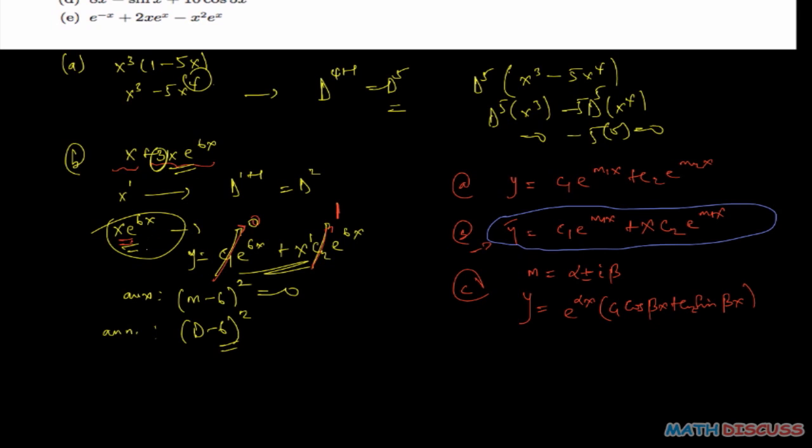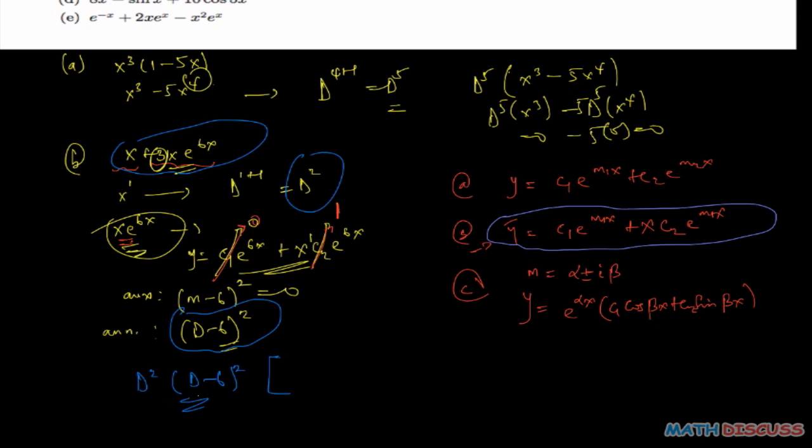But then we are told to find not just for this, but the summation of the two of them. So for the summation of the two of them, the annihilator is just going to be the product of the first one and the second one, and that's just going to be D squared times D minus 6 squared. So this annihilates this whole function. In other words, what that means is when you use this operator, when it acts on x plus 3x e to the power 6x, you must get 0.